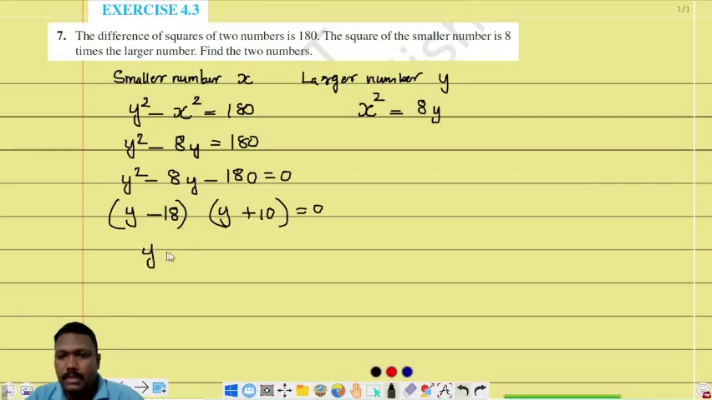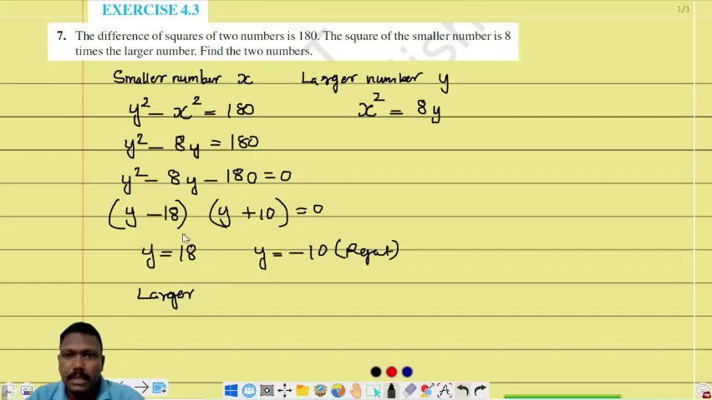So from here you will get y is equal to 18, and from this you will get y is equal to minus 10. So this you can reject because it is a negative number. Now you can take the bigger number, the larger number. What is the larger number? The larger number is 18. Now we have to find the smaller number.